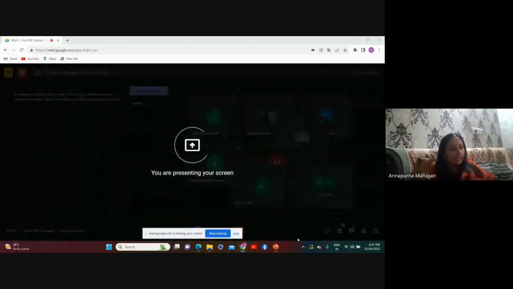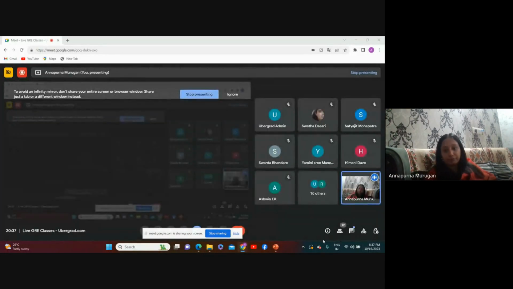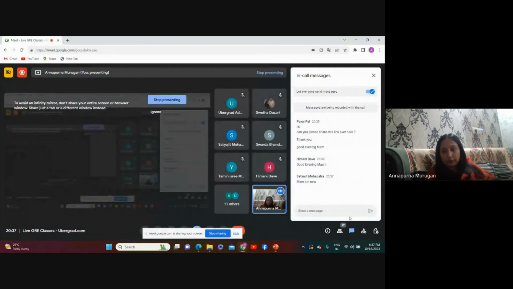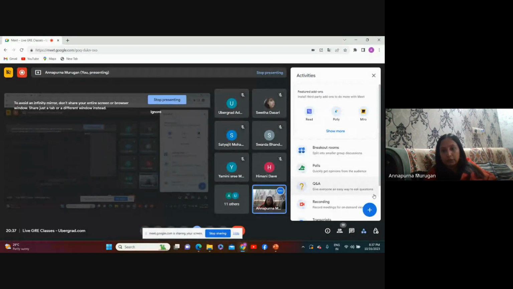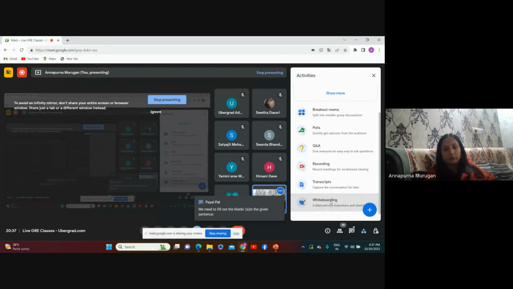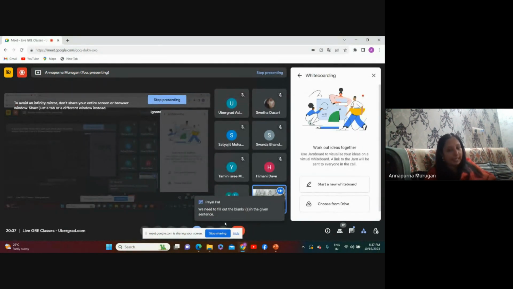So can I know what is this text completion? Okay, Satyajit knew, not an issue. Because today we are starting off with text completion. It's a completely new session for text completion. Okay. Now, let me share the screen. Just give me one second. Fill in the blanks. Yes, fill out the blanks. Very good, Payal. Yeah, here we go.